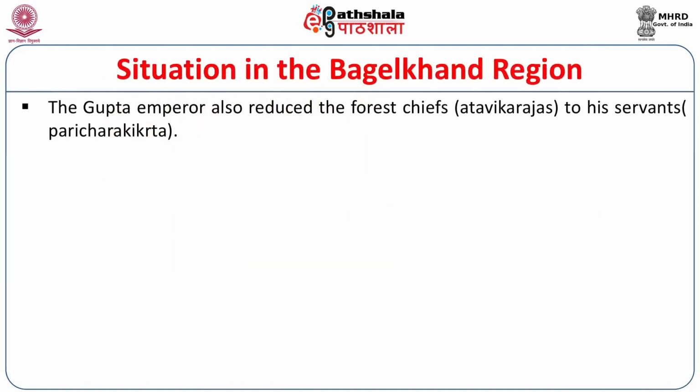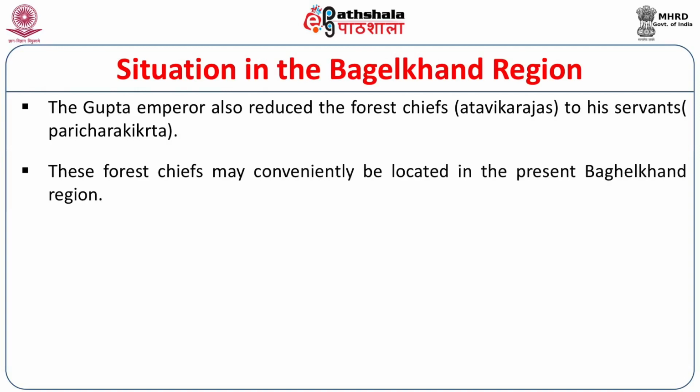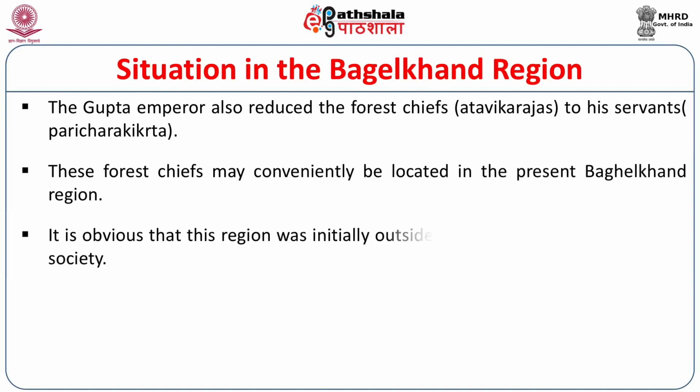During the time, we have in the Bagelkhand region, the forest kingdom. Now, in the Allahabad Prashasti, we know that the Gupta emperor reduced the forest chiefs, Otavika Rajas, to his servants. It is said, Parivrajaka Krita. These forest chiefs may conveniently be located in the present Bagelkhand region, and it is obvious that this region was initially outside the purview of a complex state society.